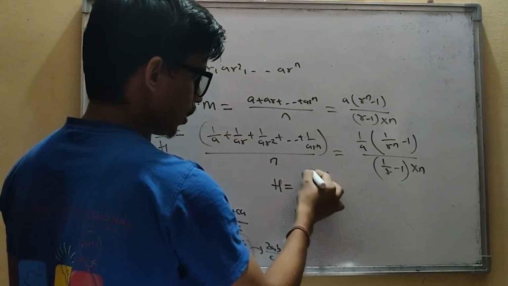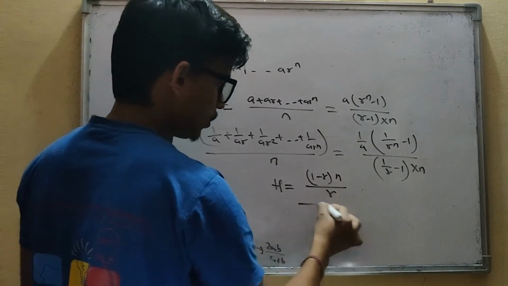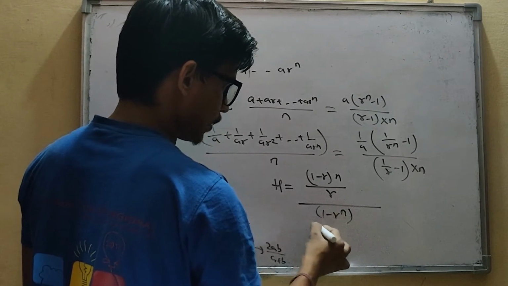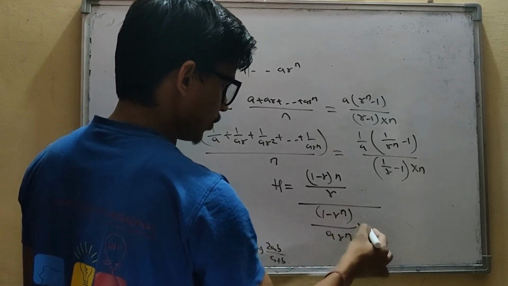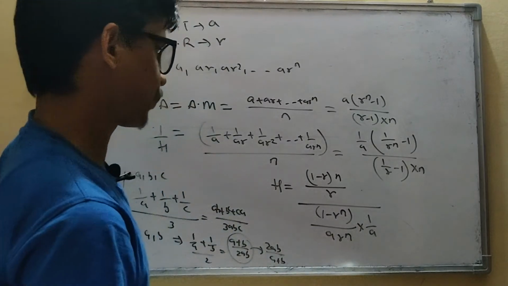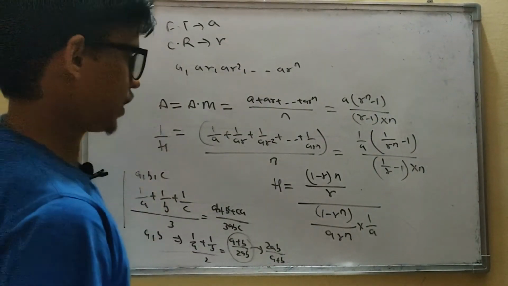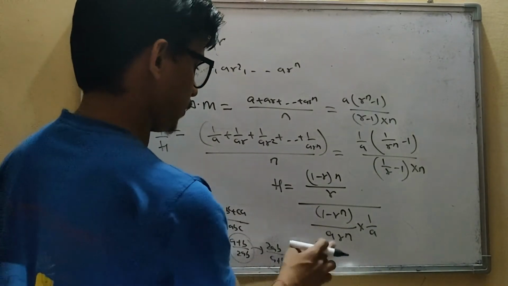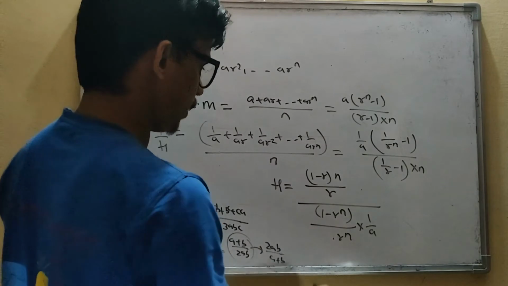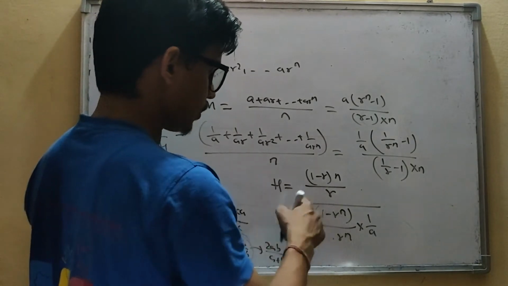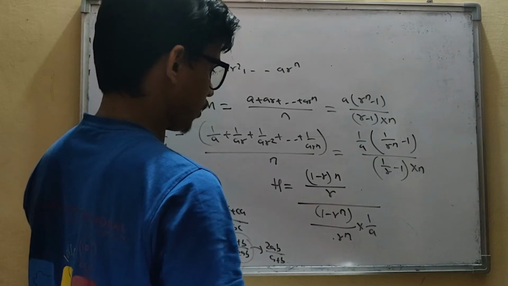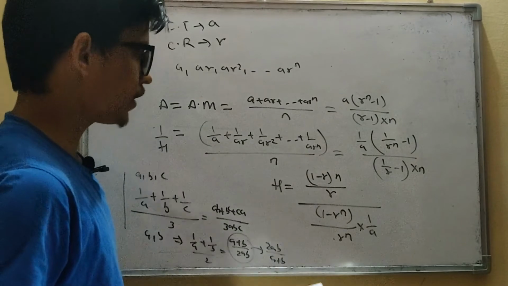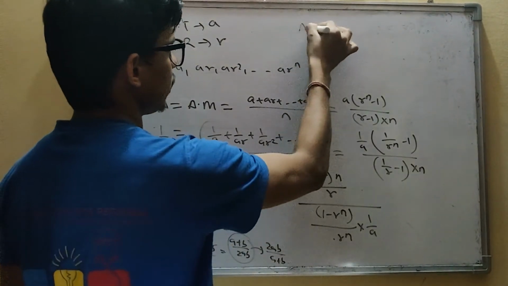So it is going to be 1 minus r upon n upon r. This whole thing is divided by 1 minus r to the power n upon a r to the power n into 1 upon a. Right, so this is how you have to do. In reciprocal, it will work like this. And now, this is H, the harmonic mean. And now what we have to do, we have to find the value of A into H. So we have to calculate A into H.